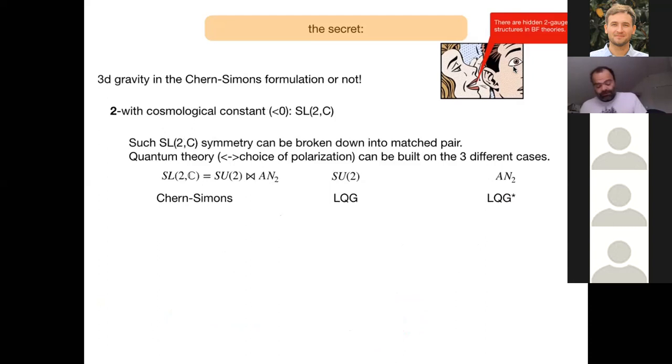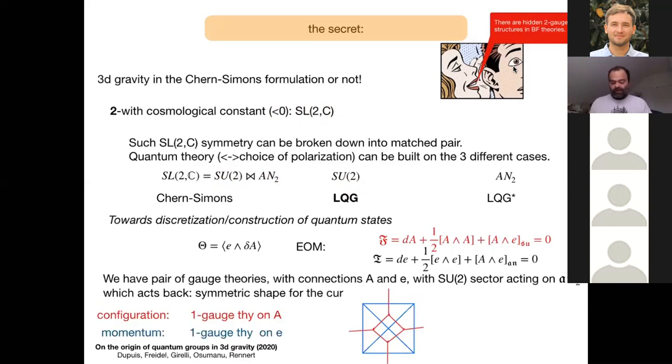This also works when you put in a cosmological constant. I'm taking the case of Euclidean gravity with a negative cosmological constant, so I'm going to deal with SL(2,C). SL(2,C) can be decomposed in terms of the Iwasawa decomposition, so we have SU(2) and AN(2). Once again, we can deal with the full package at once, like in Chern-Simons, or we can untangle things and deal with SU(2) and AN.